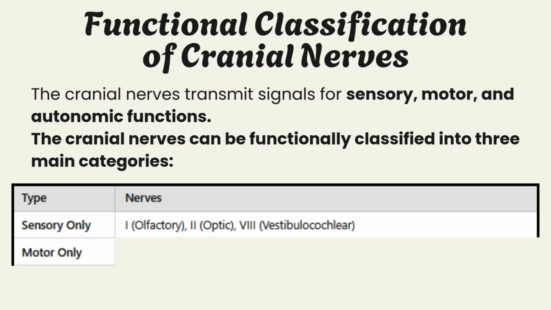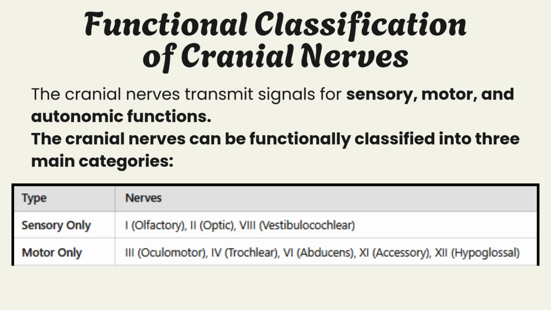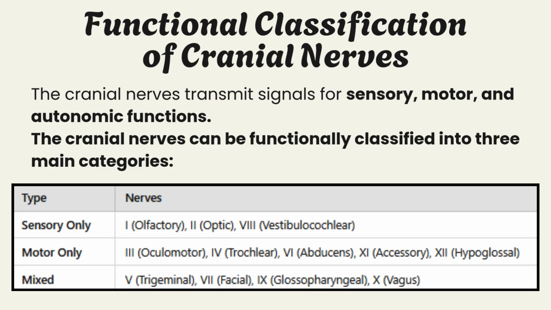Motor nerves. There are 5 purely motor nerves: oculomotor nerve, trochlear nerve, abducens nerve, accessory nerve, and hypoglossal nerve. Mixed nerves, having both sensory and motor functions. There are 4 mixed nerves: trigeminal nerve, facial nerve, glossopharyngeal nerve, and vagus nerve.